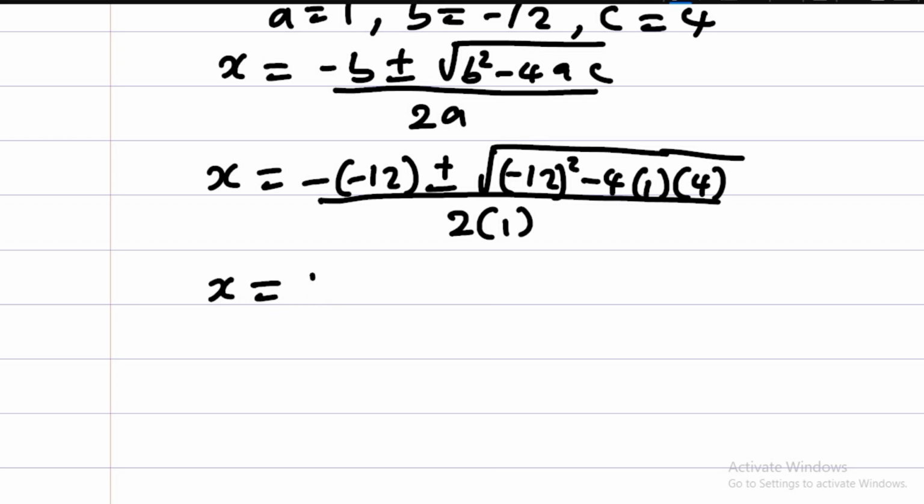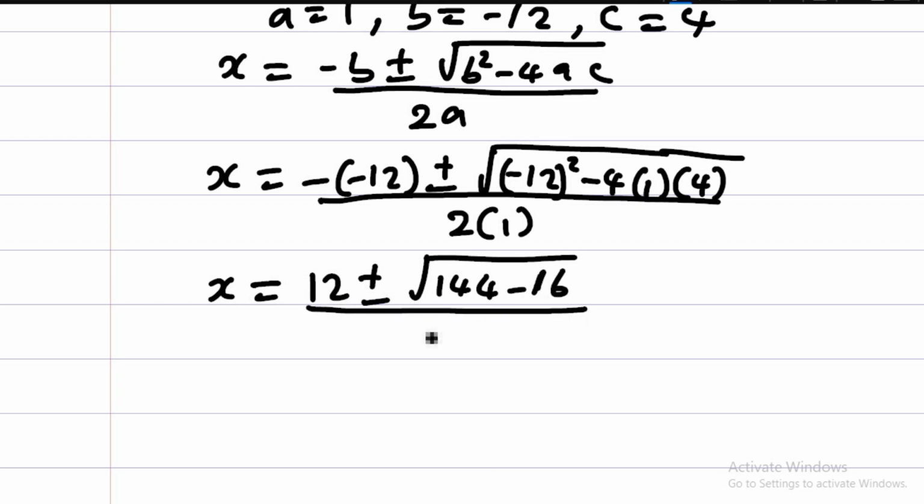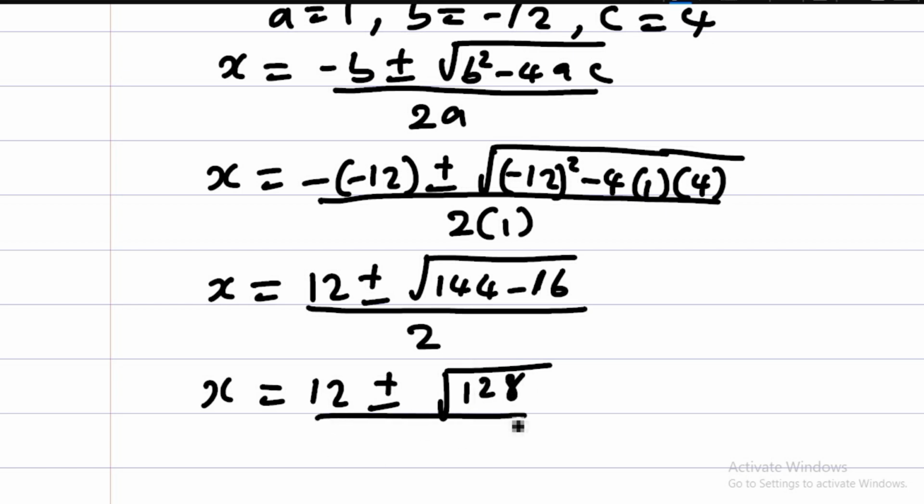So we're going to have x is equal to what? 12. When this clears, I'm going to have 12 plus or minus the square root of 144. This time this is 16 minus 16. Okay, then everything over what? 2. So I'm going to have that x is equal to what? 12 plus or minus the square root of 144 minus 16. 144 minus 16. So I'm having 128. Then everything over 2.